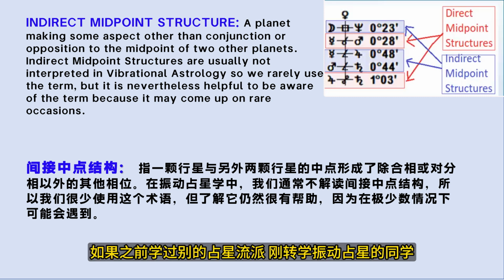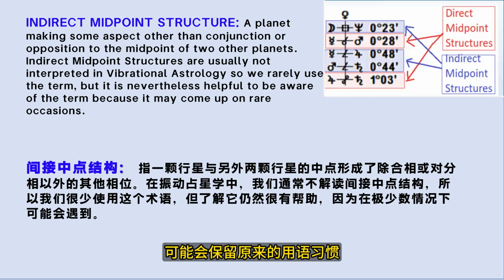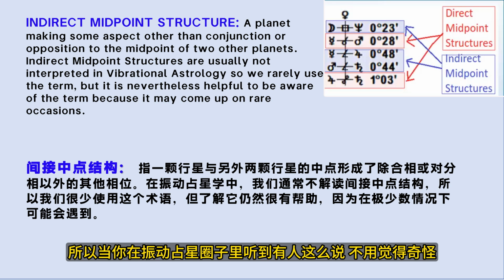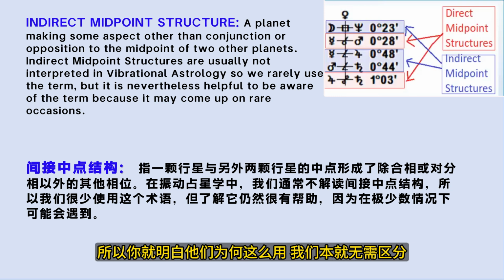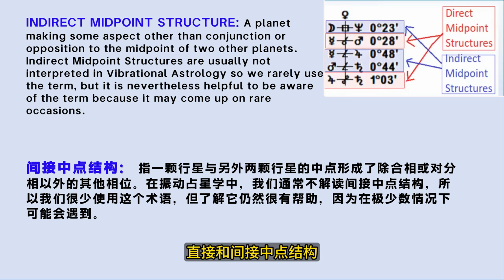And sometimes people come into vibrational astrology with a background in other systems. They may still use that language, and you may hear people using it in vibrational astrology because they're used to using this terminology. So you know why they're using it, even though we don't need the terms direct and indirect midpoint structure.